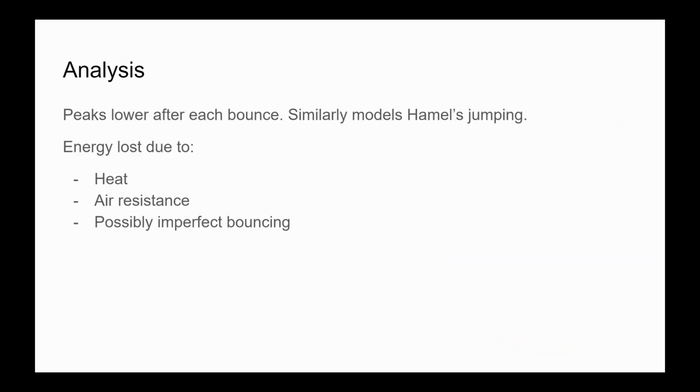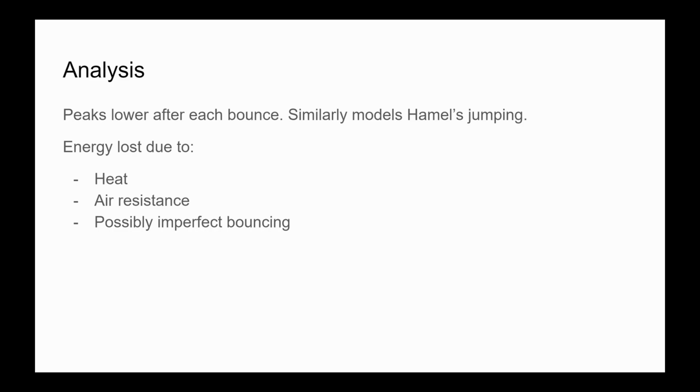The leaked energy is most likely due to heat created on each bounce. There also might be a bit of energy lost due to air resistance. Similarly, returning to Hamel and his bouncing, Hamel lost energy due to heat generated from contacting the trampoline, from touching the pole, and moving through the air.